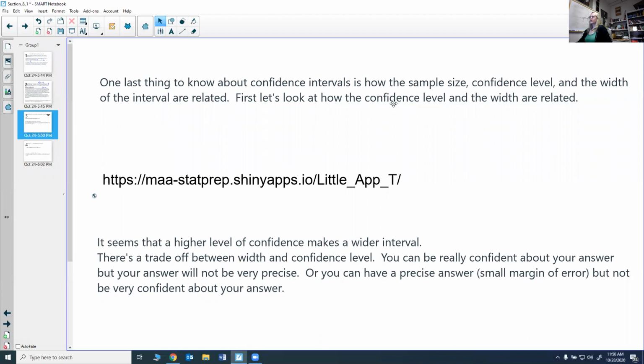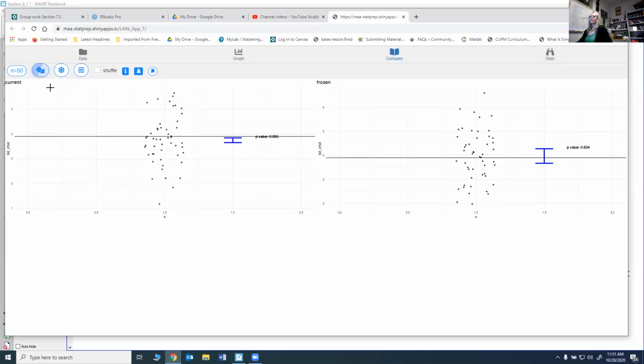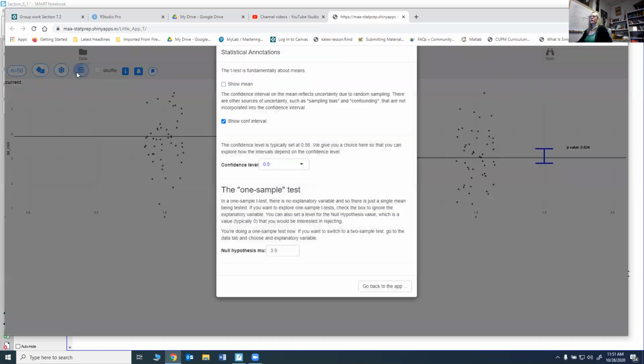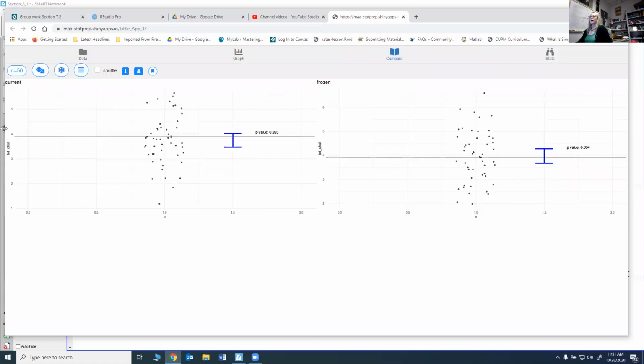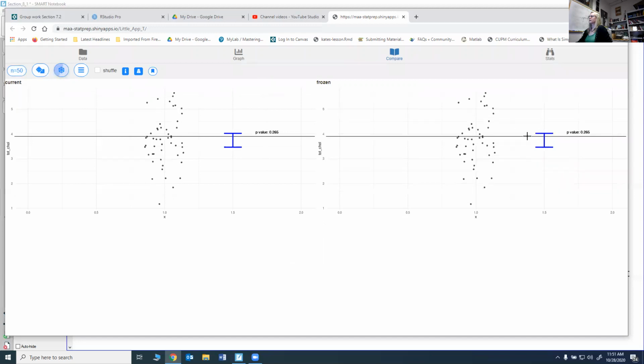So the next thing I want to do is look at how the sample size and the confidence level actually affect the width of the interval. So let's go back into this. I'm going to keep my sample size at the moment and change my confidence level back to 95. I'm going to show you what happens when I change my sample size. I am going to freeze this one again so I can compare it. Here's my sample size of 50, and this is how wide my interval is.